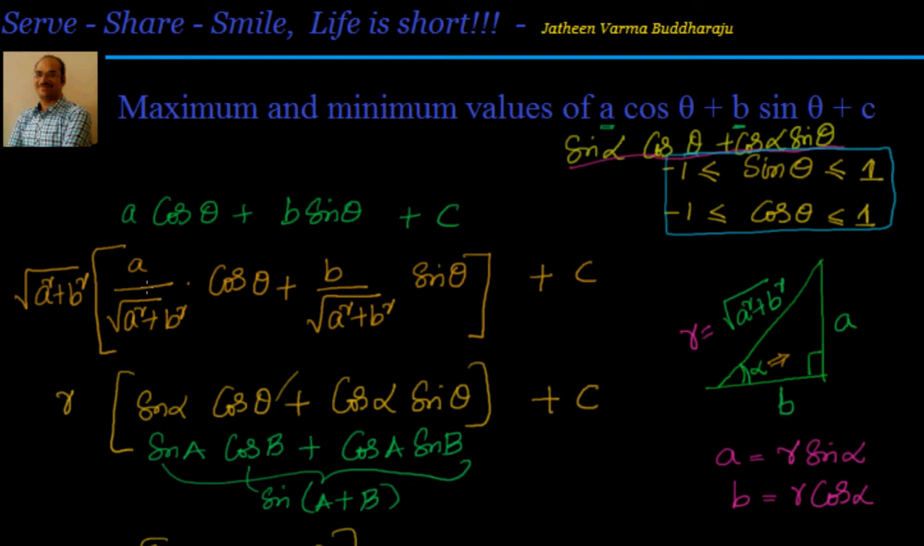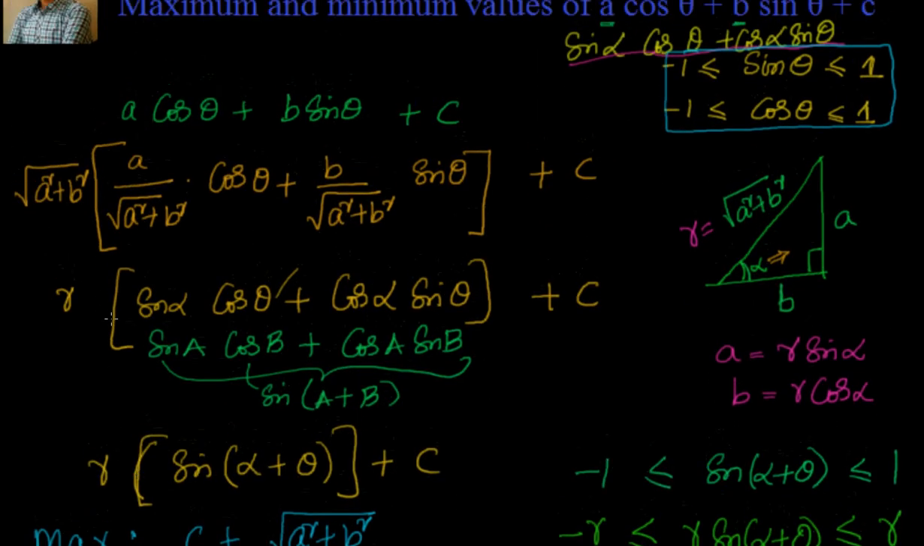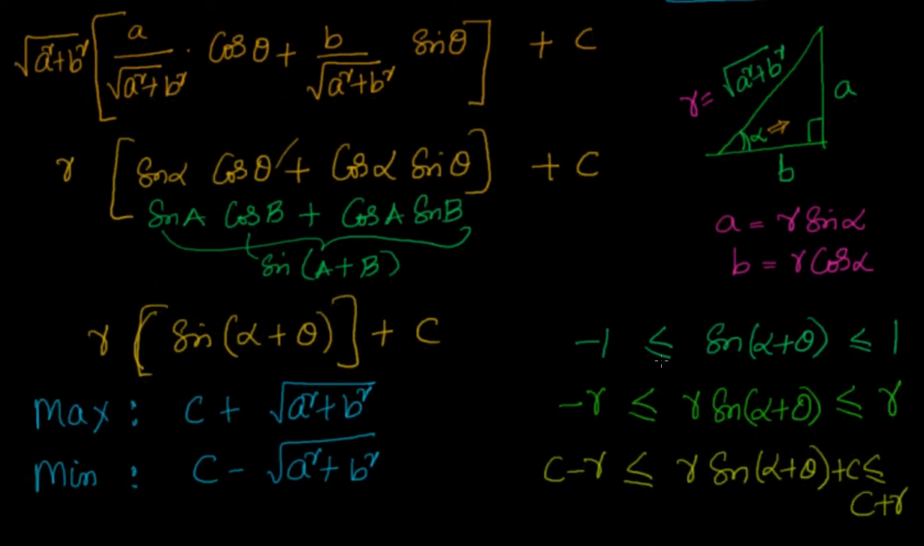So I have restructured the expression by dividing by square root of a square plus b square, and I have also multiplied so that its value is not modified. Now that's nothing but r into sin alpha cos theta plus cos alpha sin theta, which I can write as sin of alpha plus theta. Once we have converted that, we go back to the trigonometric inequality of sin, which says that the value of the sine function should be between minus 1 and 1. So the range of sine lies between minus 1 and 1.